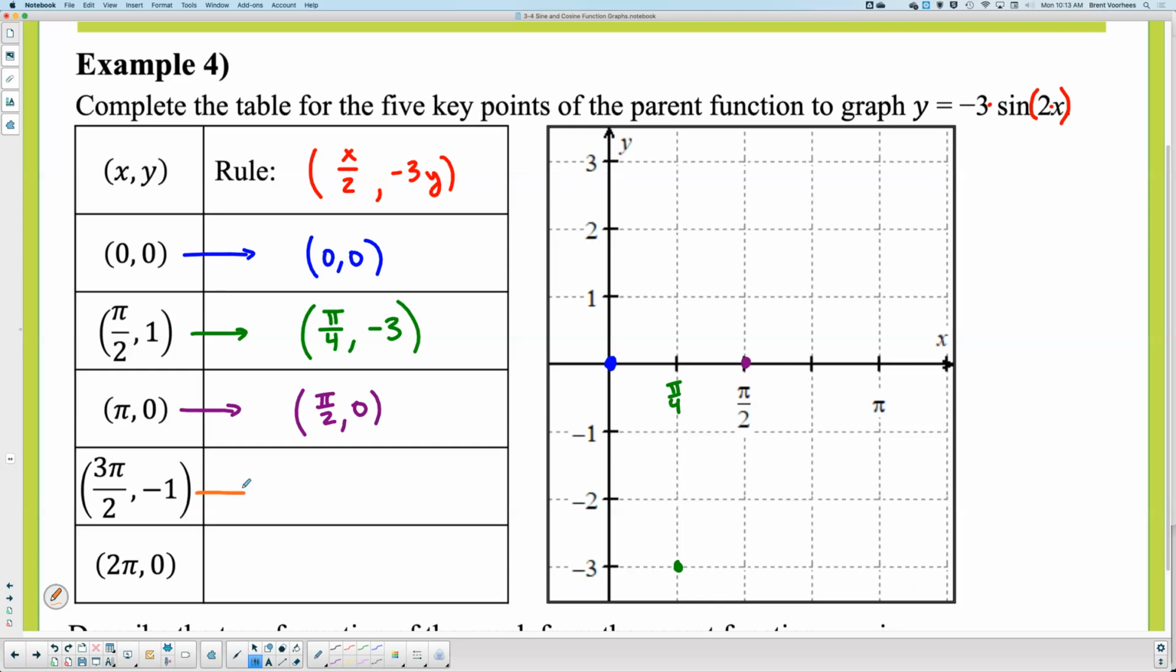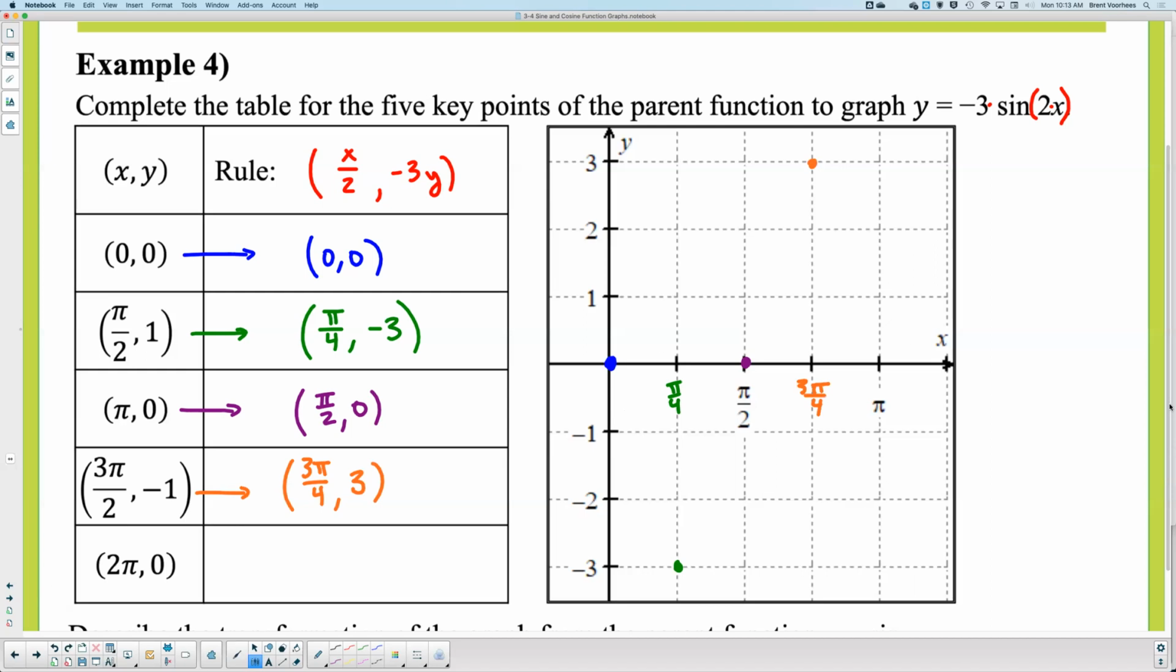Okay, let's take this one. This time I have 3 pi being divided by 2, but I divide it by 2 one more time. So what's 3 pi divided by 2 divided by 2? 3 pi divided by 4. Very good. And I have a -1, but that needs to get multiplied by -3. Positive. So 3 pi over 4, which is here, 3 pi over 4 at +3.